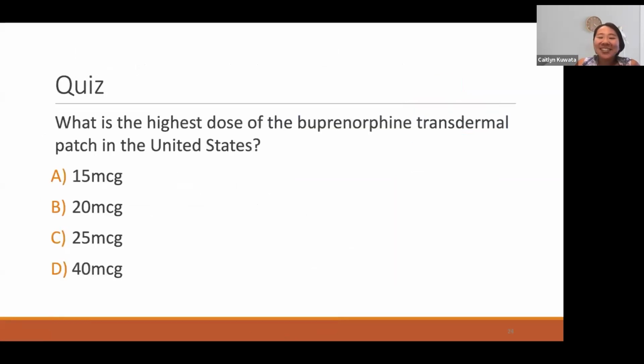So just a quiz. What is the highest dose of buprenorphine transdermal patch in the United States? And the answer is 20.